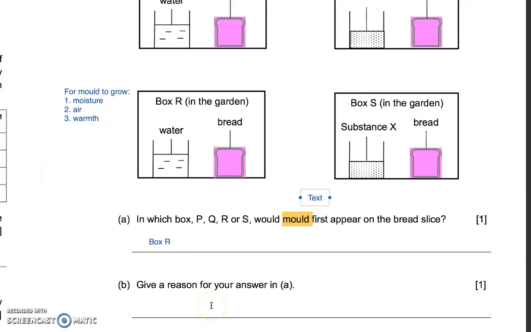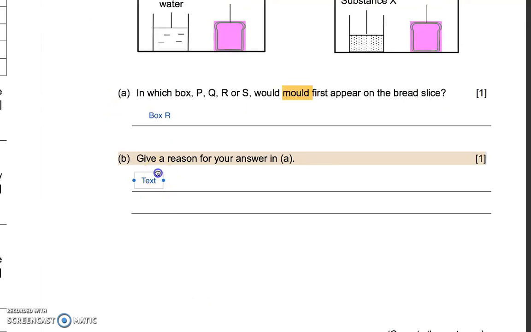So the reason is because in box R, it has the conditions, which is air, warmth, and moisture for the mould to grow. Okay, so it must have these 3 things: air, warmth, and moisture for mould to grow. So these 3 are the important things.